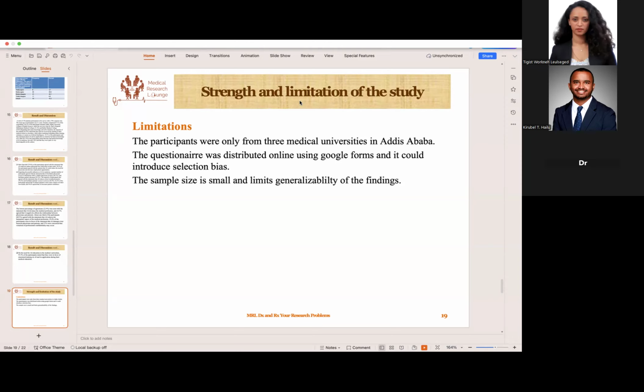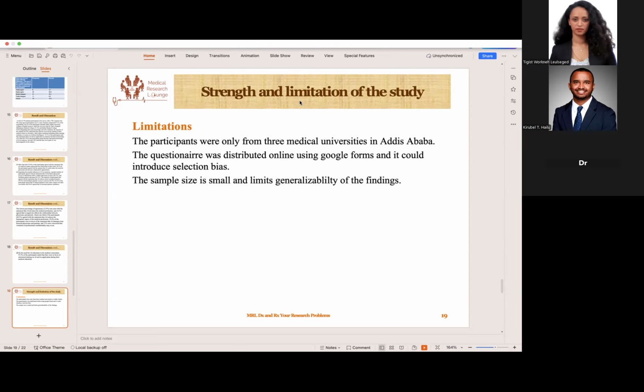It's your sampling method that caused this problem. So again, it will backfire at you, at your choice of design of the study. The third is the sample size is small and limits generalizability. Yes, but why? Again, you chose to stick to the 3 medical universities, even knowing that it's below your calculated sample size. So this is again something that will backfire at you, and it's not something justifiable, something acceptable.